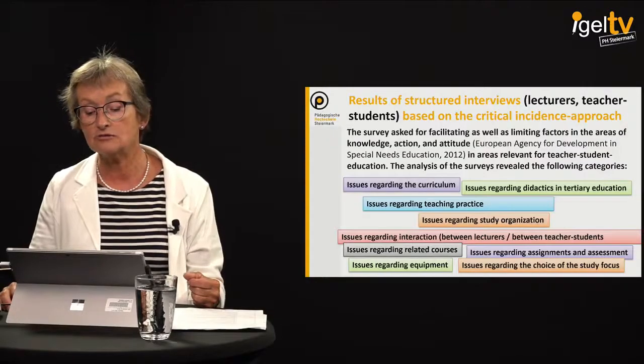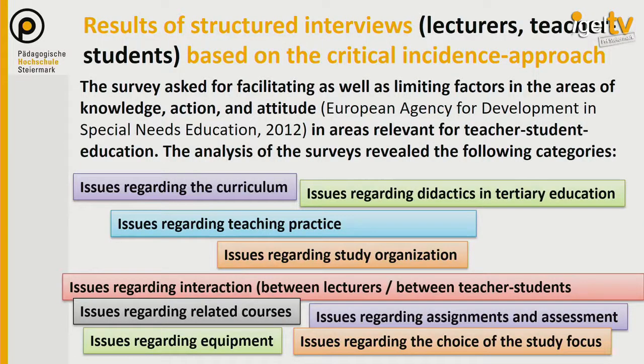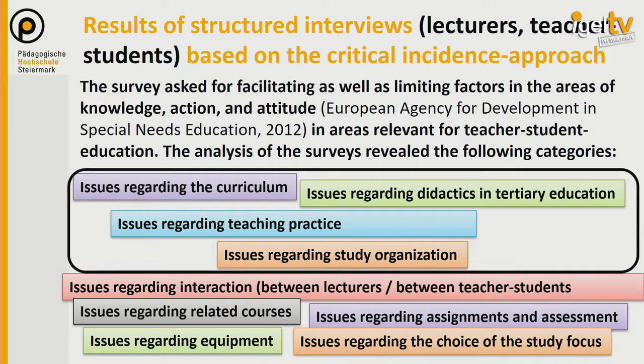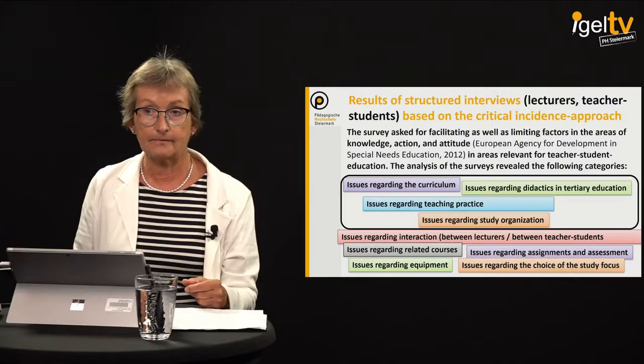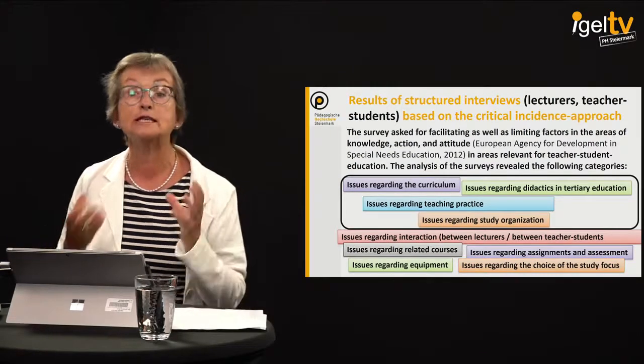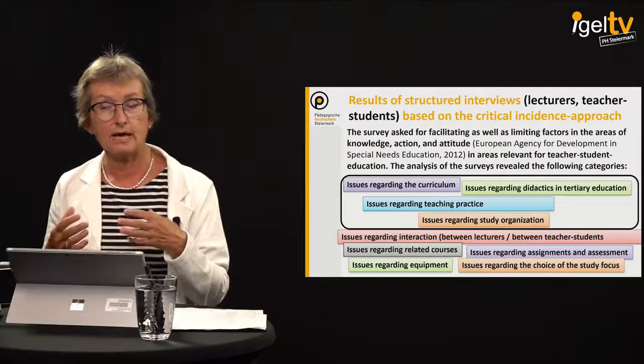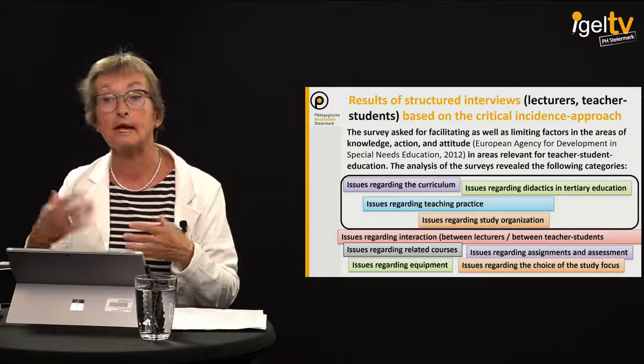Really important were issues regarding the curriculum, issues regarding didactics in tertiary education, issues regarding teaching practice, issues regarding study organization, issues regarding interaction, both between lecturers and between teacher-students, issues regarding related courses, issues regarding assignments and assessment, issues regarding equipment, and issues regarding the choice of the study focus. And for now, I'm only going to focus on the first four. These were the categories that were richest with data. So they might have the most impact on the outcomes of this study.